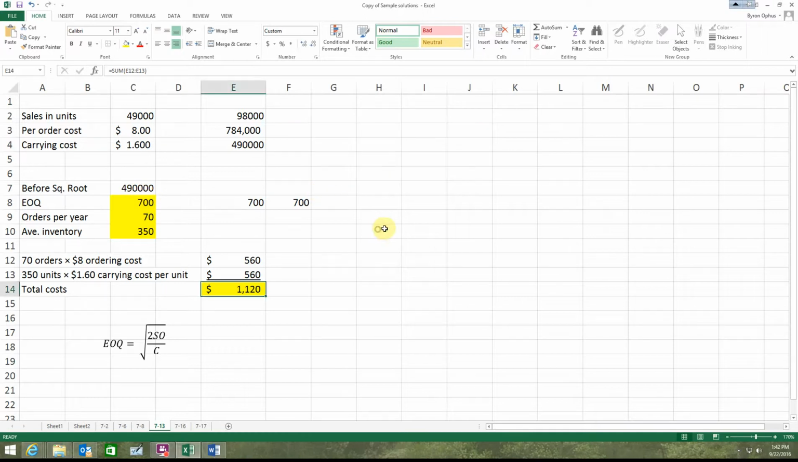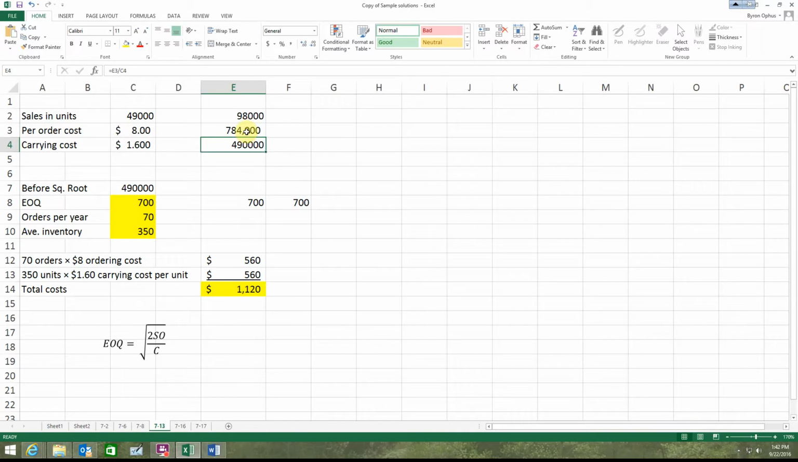Well, a couple different ways. Sometimes I like to just break it up. I'll look at that and say, well, let's see, 2 times my sales in units, so I could say that that's equal to this times 2. And then the next thing is I have to take that times my per order cost, or times $8, so this is equal to this one times my per order cost.